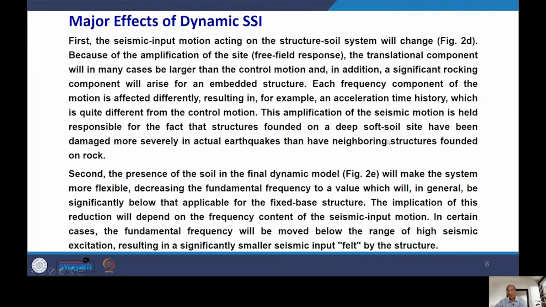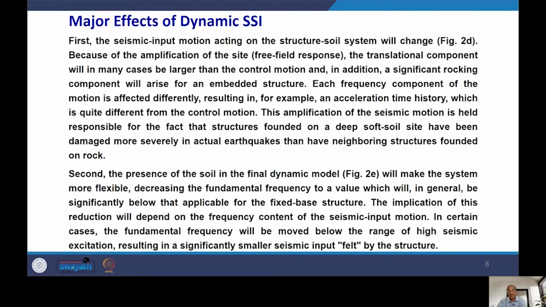So if you have identical structures, as we discussed in the last lecture, one situated on the rock, another situated on the soft soil site, then the response of both the structures will be different, and that is what we call soil structure interaction. So this was the first effect of SSI, which can be treated as an effect of soil amplification.